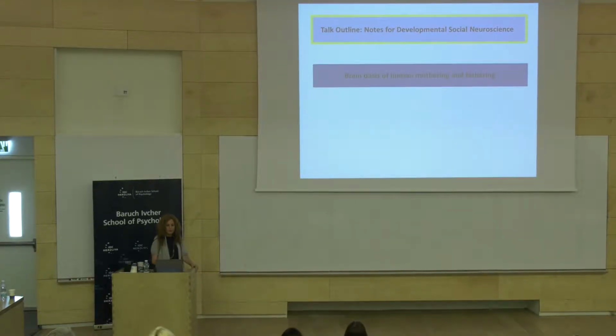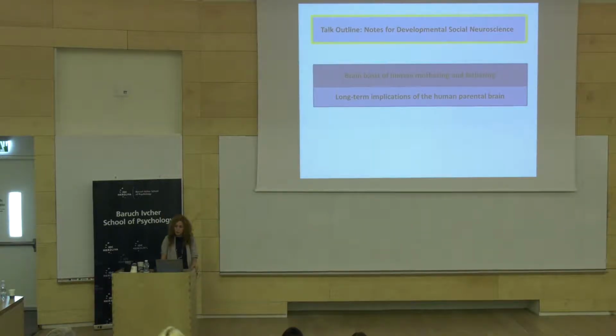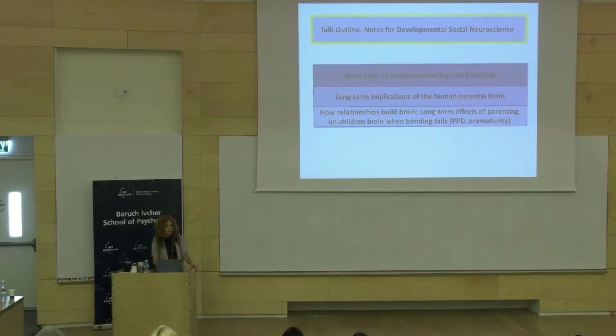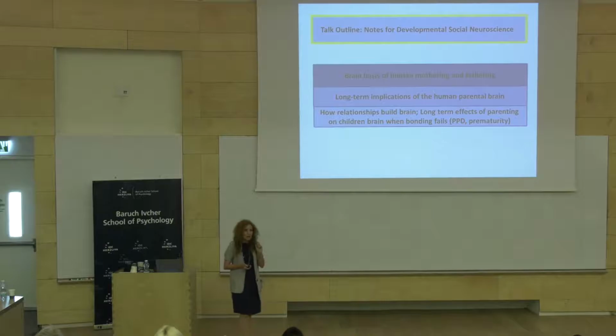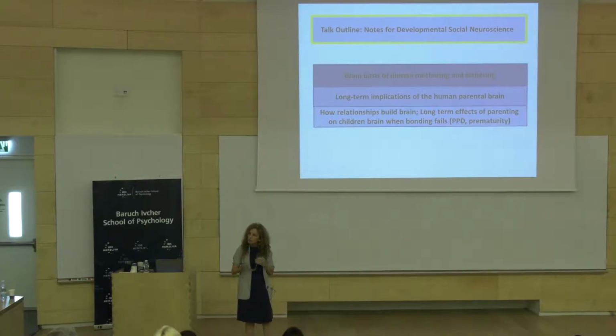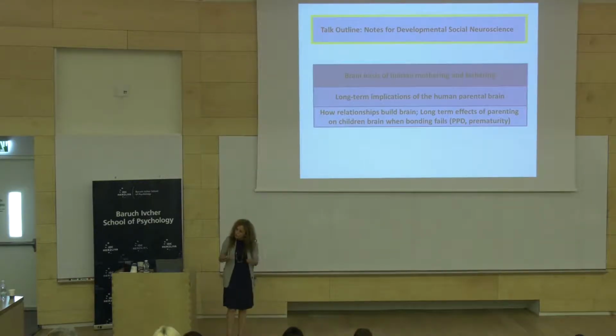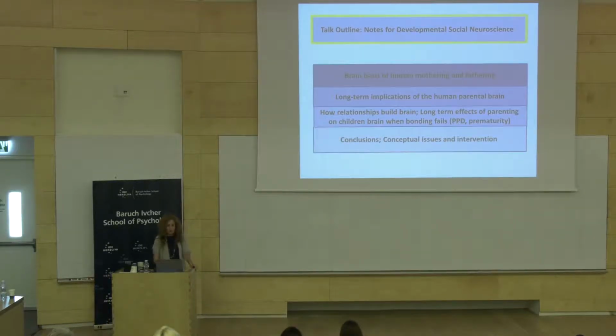I'll first talk about the brain basis of human mothering and fathering, and then about the long-term implications of the human parental brain. I will then ask, how do relationships build brain? What are the long-term implications of parenting to the development of children's social brain? I would first bring examples from typically developing children, but I would use two models that we've been studying in our lab for about 2 decades, one of maternal postpartum depression and one of premature infants. Both are models of impairment or break in maternal-infant bonding.